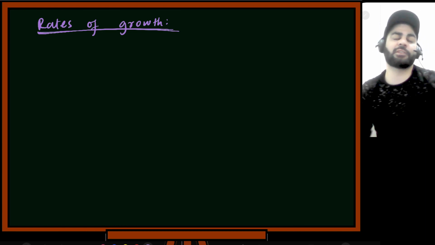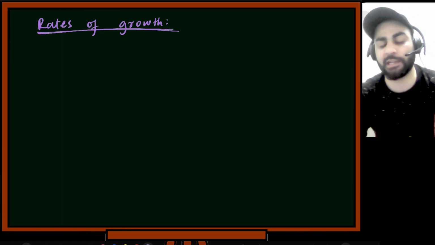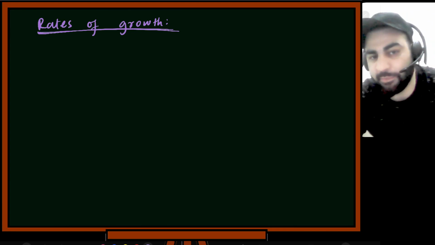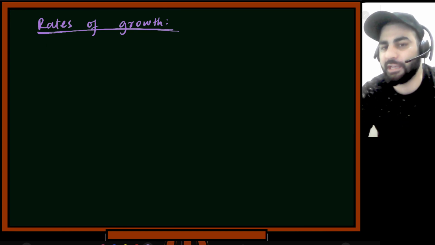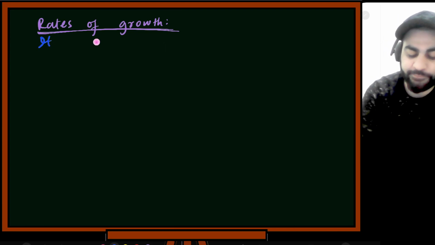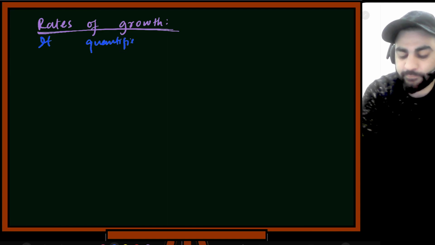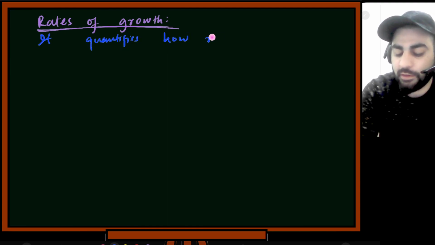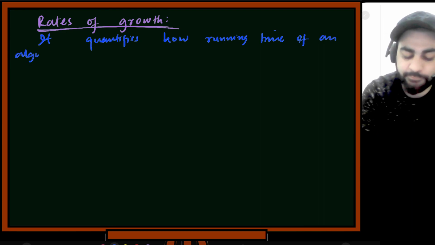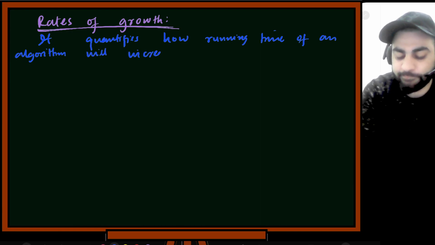These are fundamental concepts, because whenever you are coding an algorithm, you must know how the algorithm will behave if you increase the input. So what is the rate of growth? The rate of growth basically means how the running time will increase if you increase the input of the function. So simply, what I can write is, it quantifies how the running time of an algorithm will increase on increasing input.